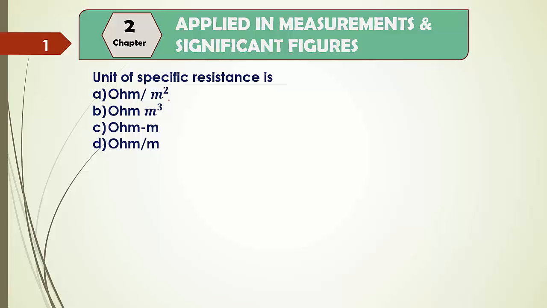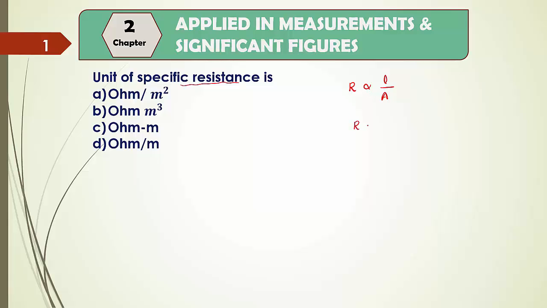The first question: the unit of specific resistance. In second PUC you are going to study about resistance and resistivity. Resistivity is also called specific resistance. See here, resistance depends on length and area. R is directly proportional to the length of the wire and inversely proportional to the area of cross section of the wire.